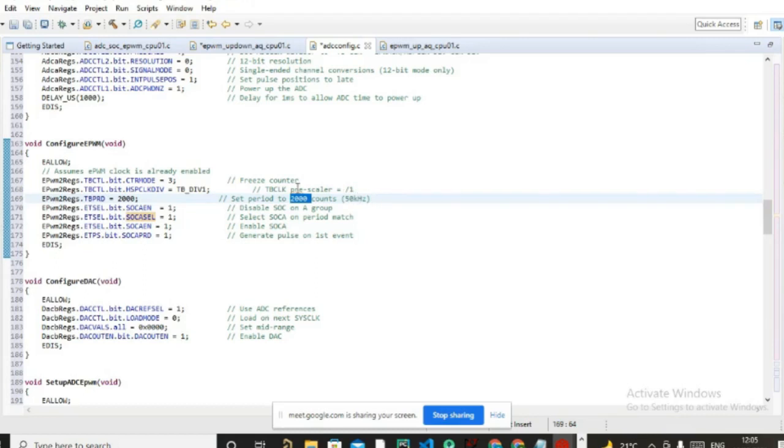We select this with the help of a formula. You know the formula for this, right? I'll tell you once again. TPWM is equal to 2 into TBPRD into the time of the TB clock. The TB clock is decided by the EPWM clock. As I said previously, TB clock is equal to EPWM clock divided by clock division into HSP clock division.